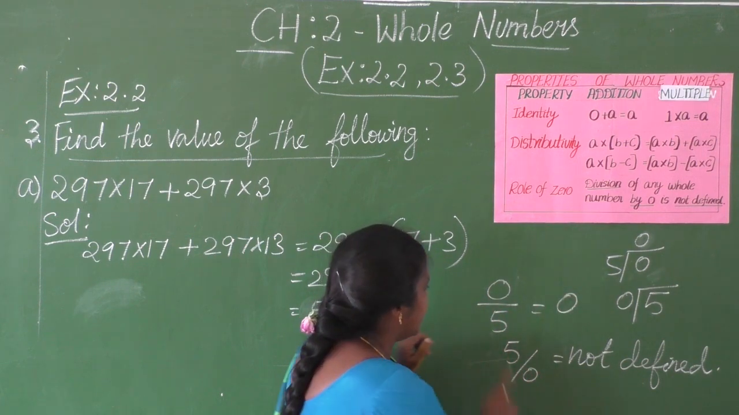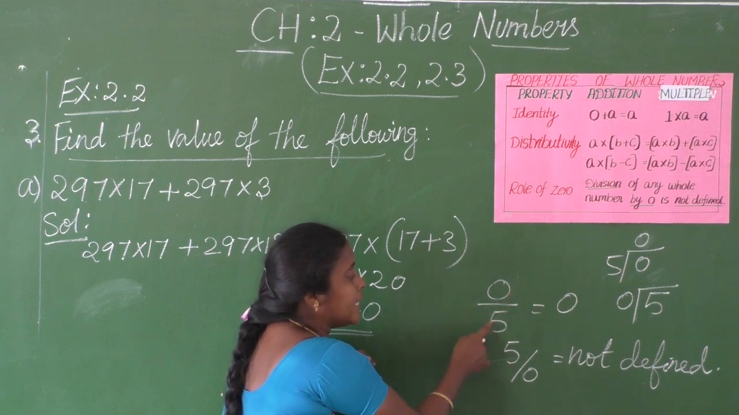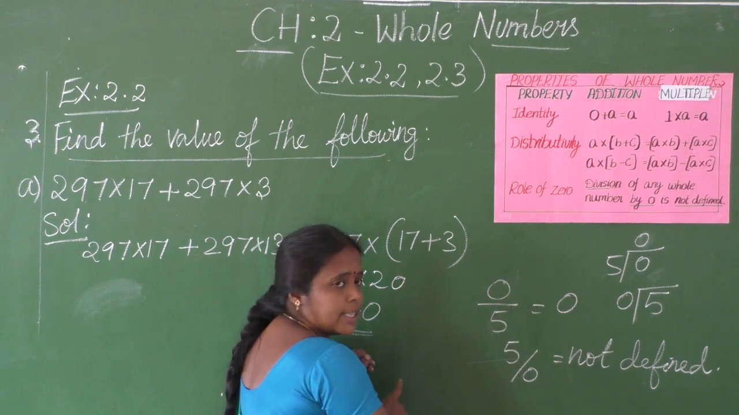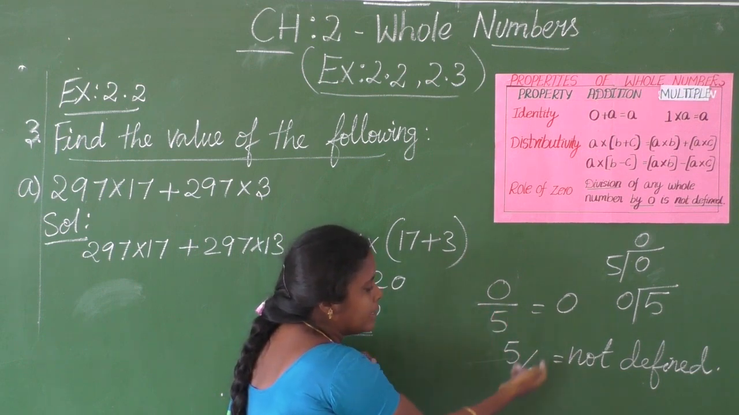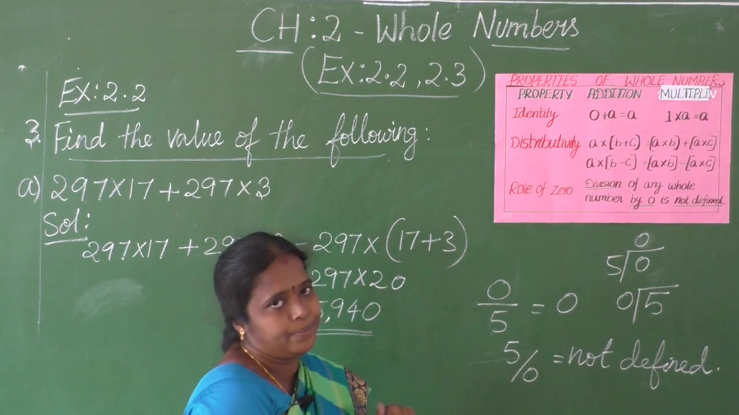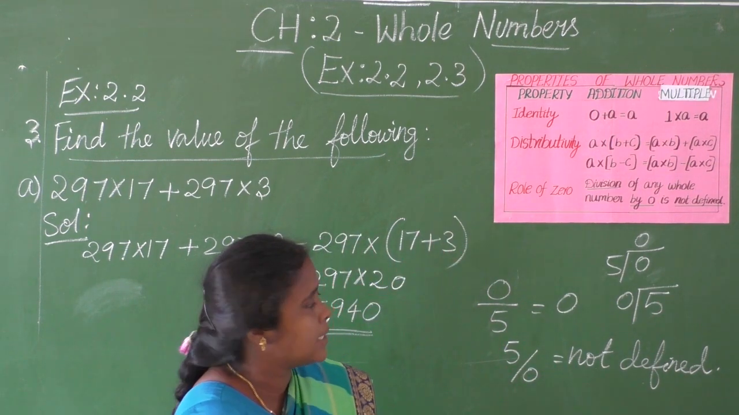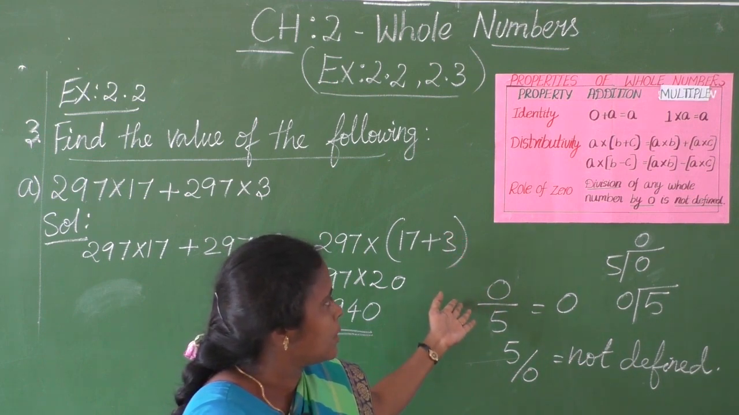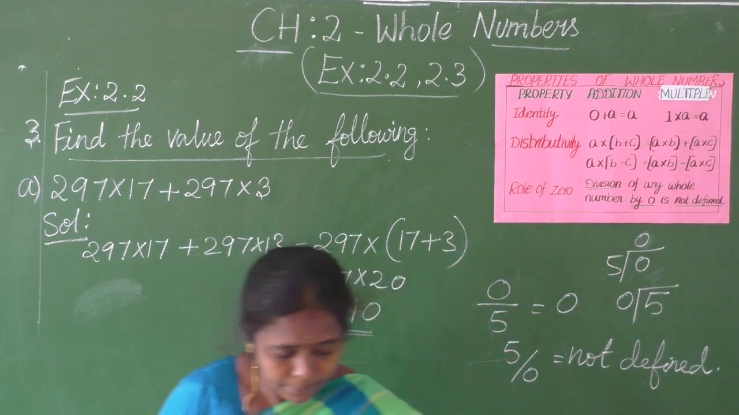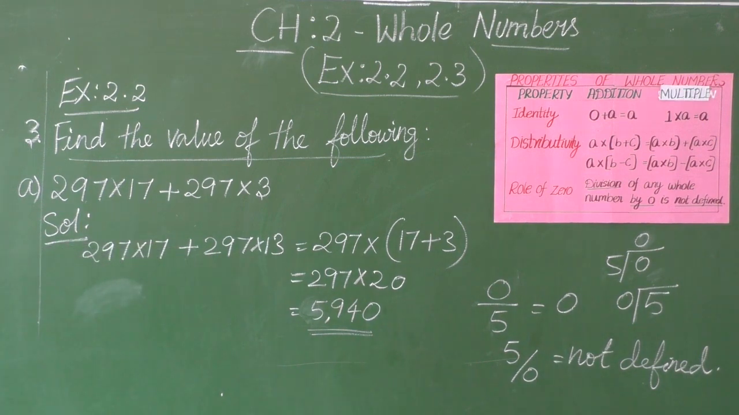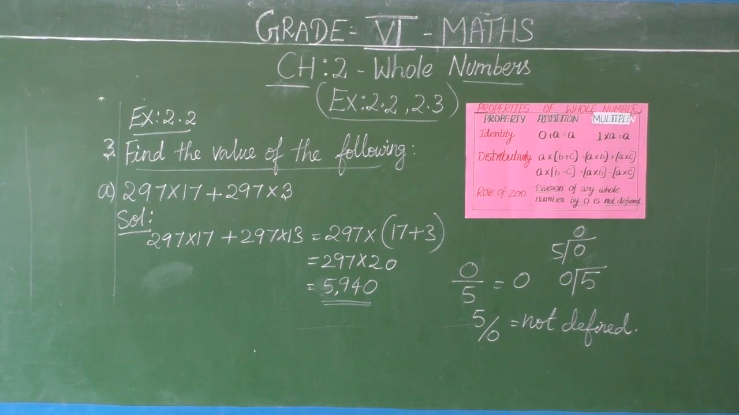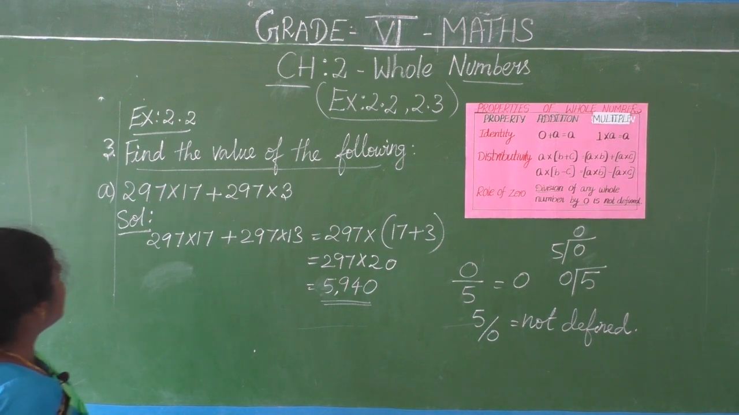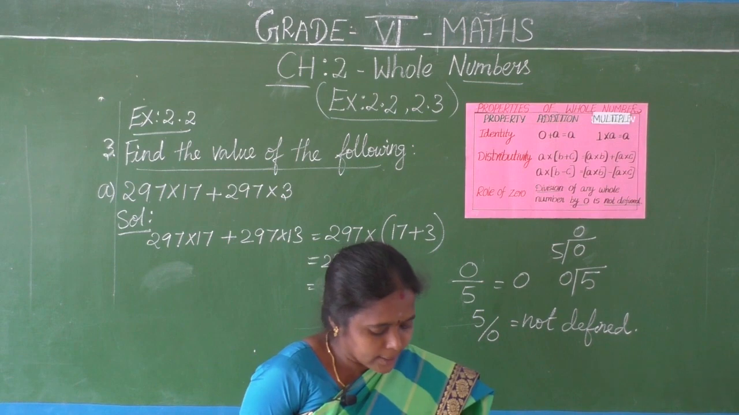How can we tell? Division of 0 by any whole number is always 0. Here, division of any whole number by 0 is not defined. Understood? So these 3 properties we have seen now. Based on these properties we are going to solve the sums given in exercise 2.2. In exercise 2.2, up to the first and second we completed in the last class. Now I am going to teach you the third section using the property.